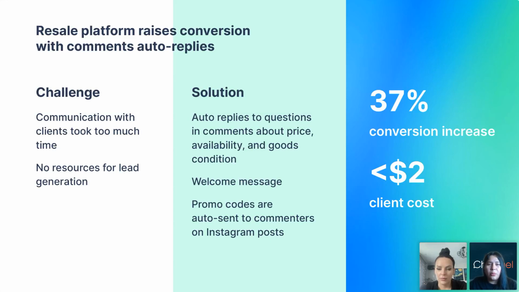They were facing some real challenges, like communication with their subscribers was taking up a lot of time, and they just didn't have the resources for effective communication or for lead generation. So they decided to try out comment auto-replies. It meant that they could quickly respond to questions and comments about price, availability, and the condition of goods. They also set up a welcome message and auto-sent promo codes to all the commenters on their Instagram post.